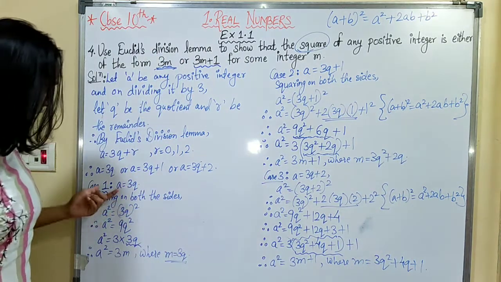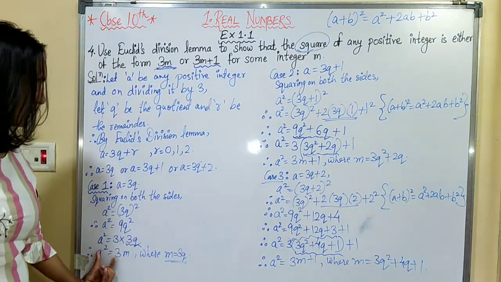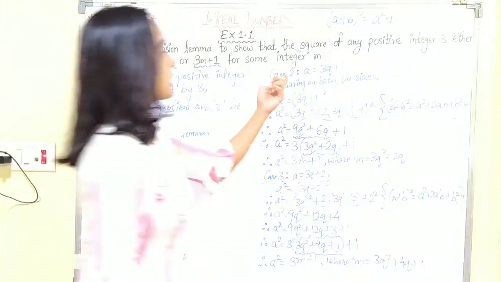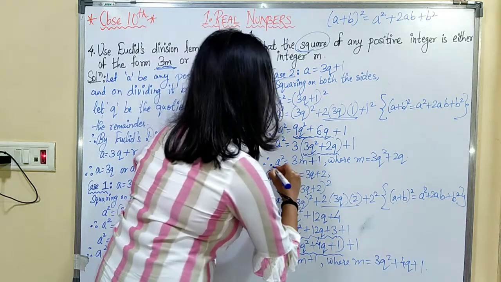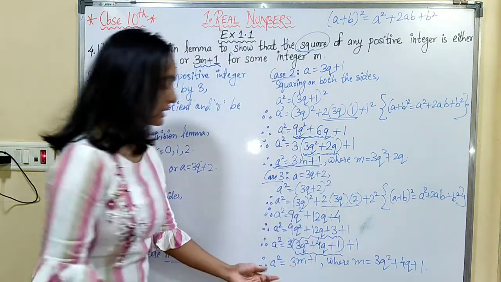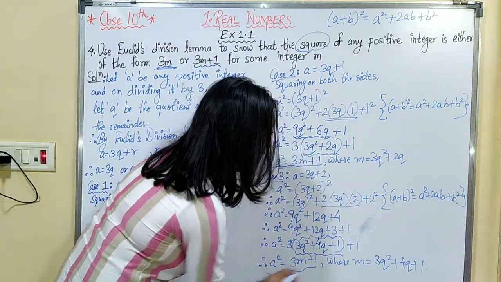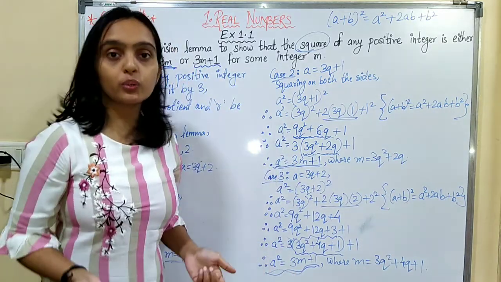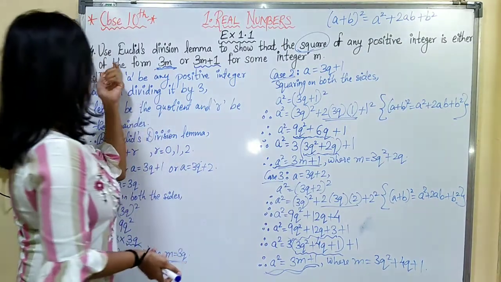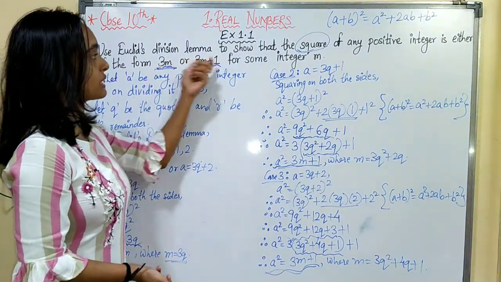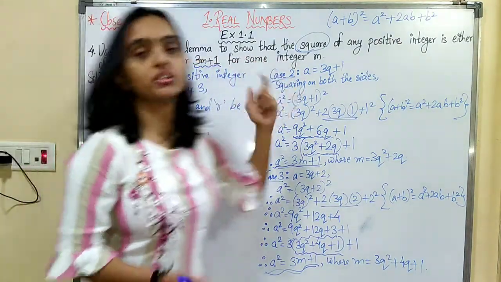So by all these 3 cases, case 1 we got a square equals to 3m, by case 2 we got a square equals to 3m plus 1, by case 3 we got a square equals to 3m plus 1. Therefore you can conclude that the square of any positive integer is of the form 3m or 3m plus 1 for some integer m.